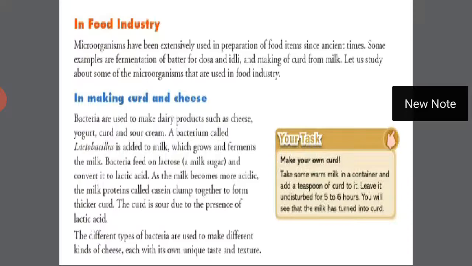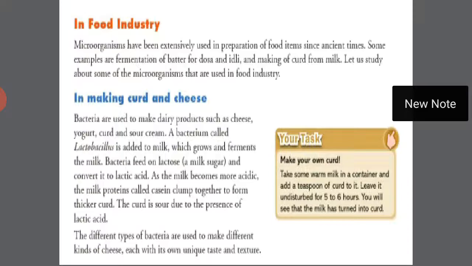A bacterium called lactobacillus is added to the milk, which grows and ferments the milk. The bacteria feed on the lactose and convert it into acid. As the milk becomes more acidic, milk proteins called casein come together to form thicker curd. The curd is sour due to the presence of lactic acid.